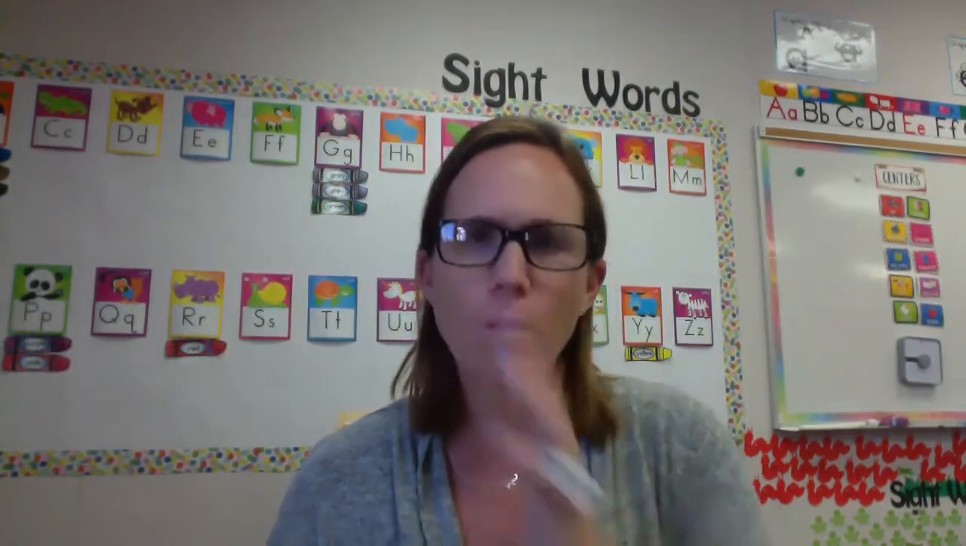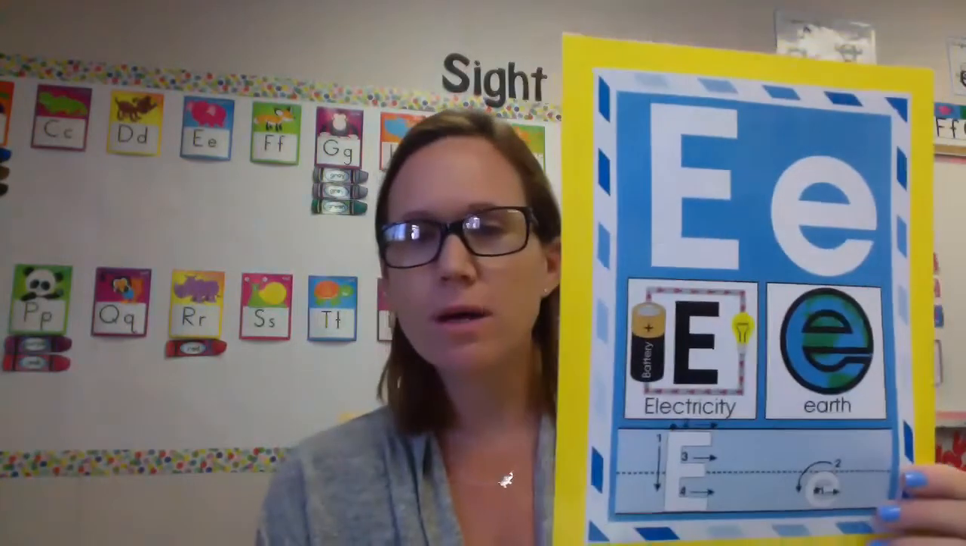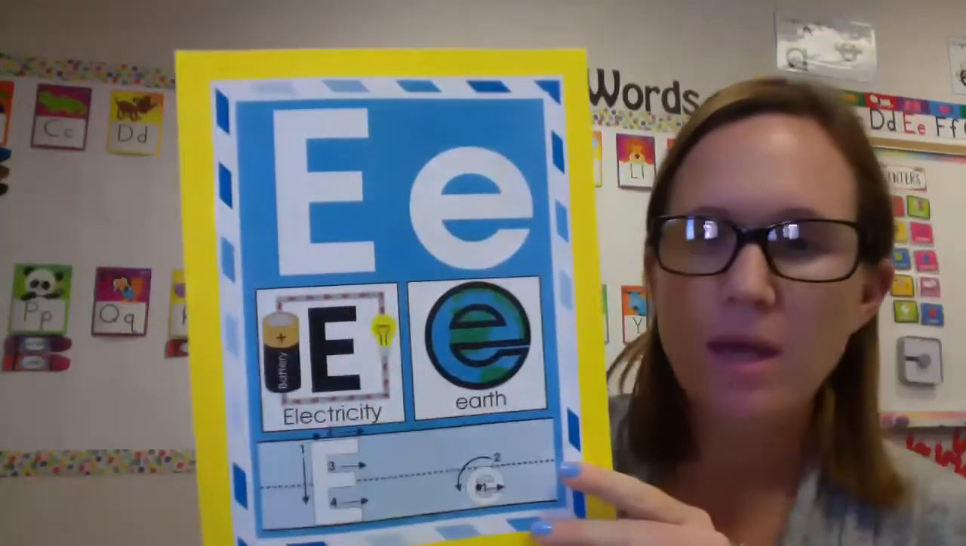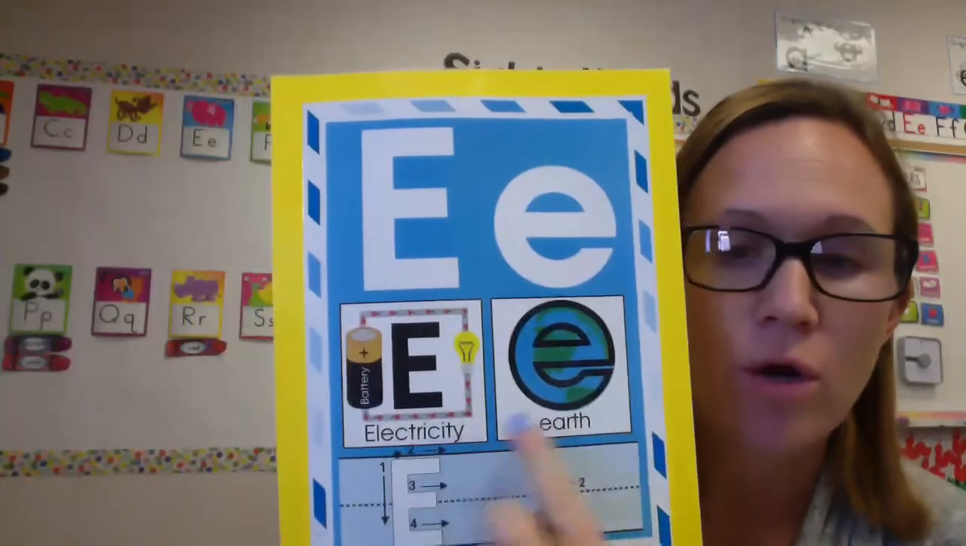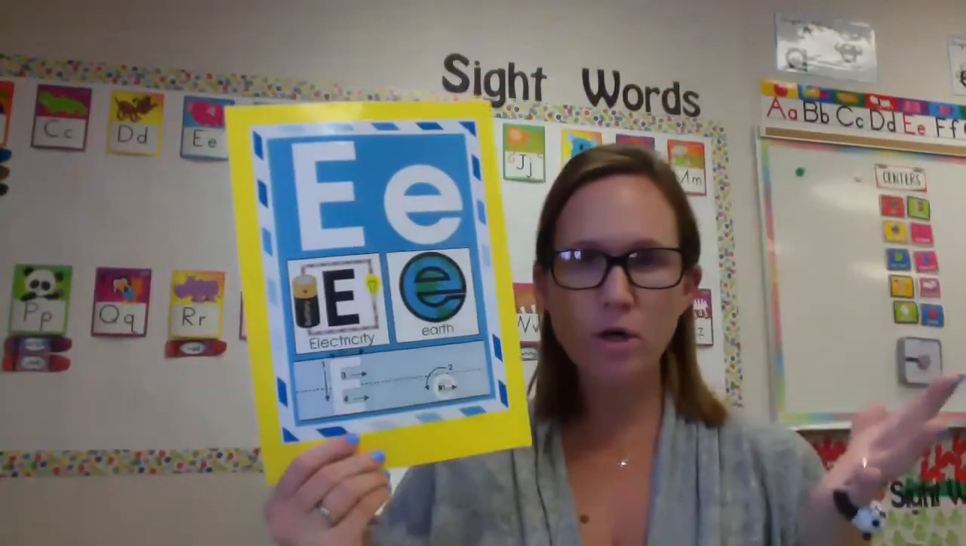Now, since we've worked on saying the sounds of E, we need to write an E. So let's look at our E first. We've got our E on here. Now, E says earth. That's where we live. We live on earth.